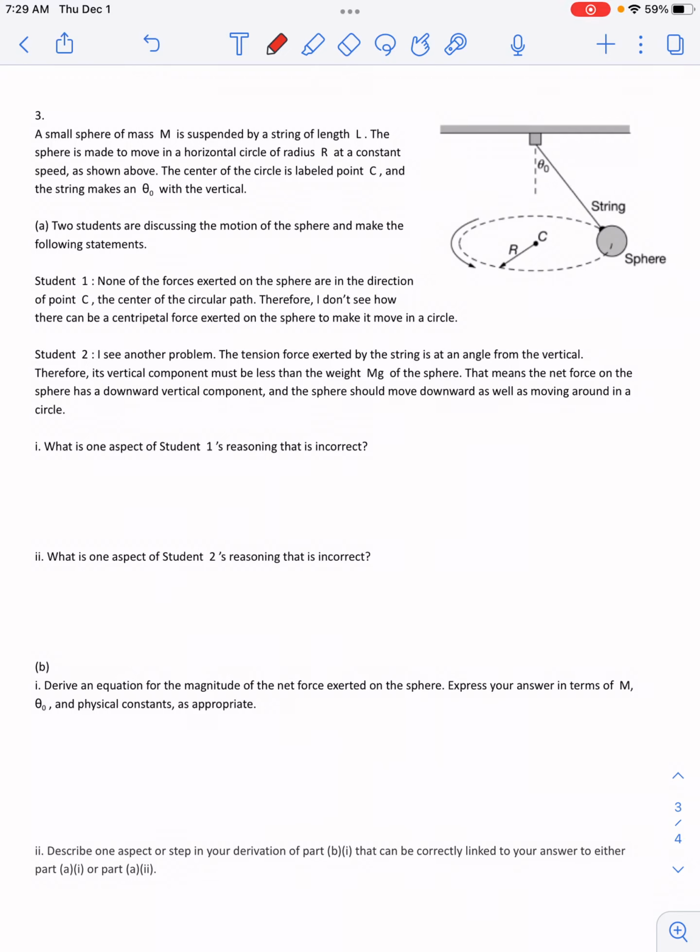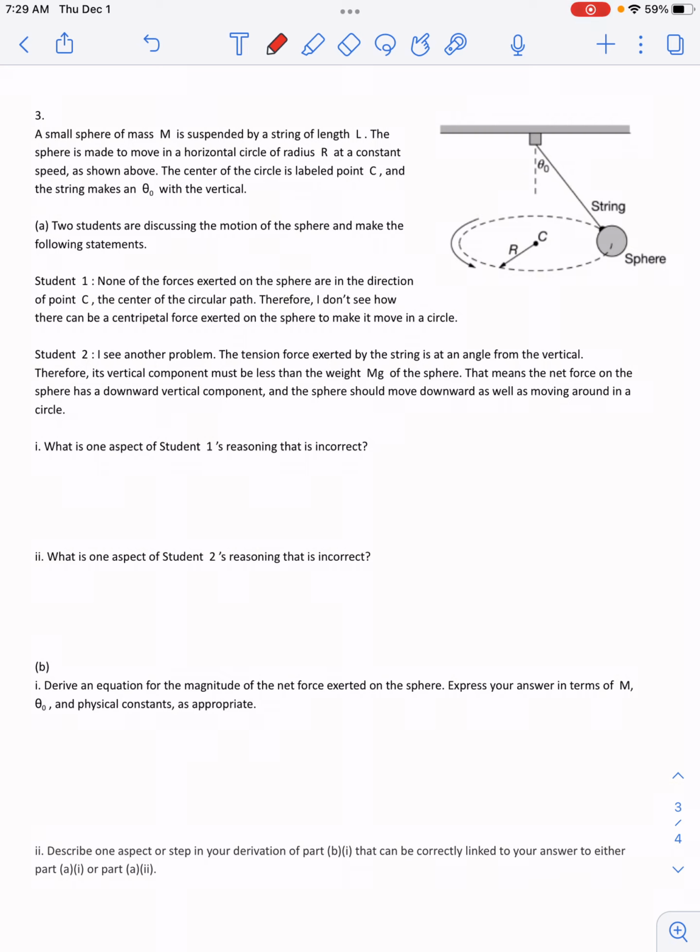Okay, problem number 3. You have this small sphere suspended on a string, length L, which is irrelevant. The sphere is made to move in a horizontal circle, radius r, at constant speed as shown. The center of the circle is labeled point C, and the string makes an angle theta 0 with the vertical. Two students are discussing the motion of the sphere and make the following statements.